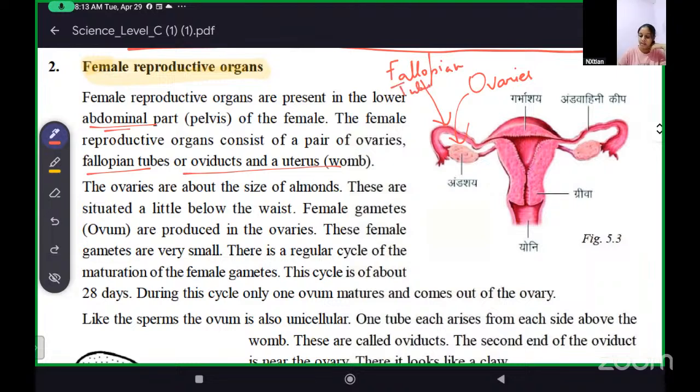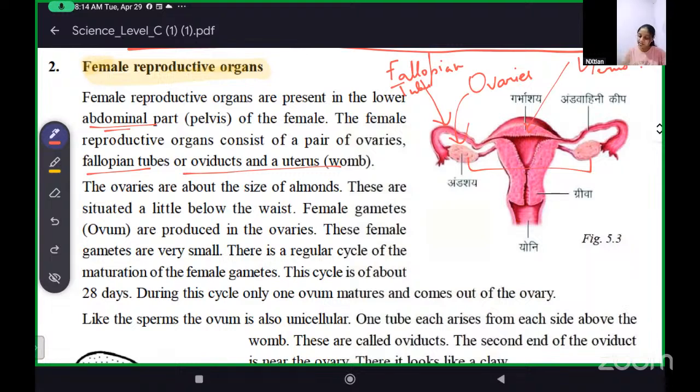And this is known as the uterus. Now, the ovaries are about the size of almonds. They are situated a little below the waist. Female gametes are produced in the ovaries. Male gametes are produced where? In the testes, whereas the female gametes, that is the eggs, are produced in the ovaries. The females have two ovaries, which produce the egg.